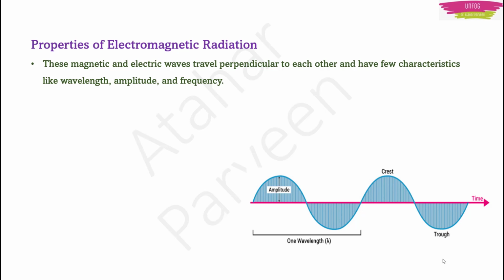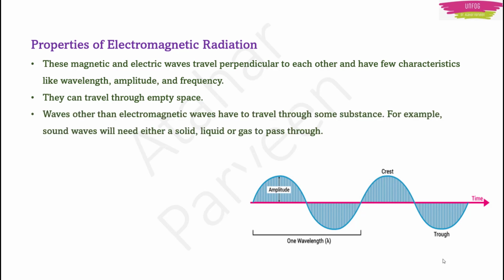First is that they are perpendicular to each other and they have a few characteristics like wavelength, amplitude and frequency, which we all talked about already. Then another important property of these electromagnetic radiations is that they can travel through empty space. Why are we mentioning empty space particularly here? Because there are many waves which do require a medium, for example sound waves. They cannot travel in empty space or vacuum. They need some medium, okay? And the speed of light is 3 × 10^8 meters per second, and it is always a constant. So these are the properties of electromagnetic radiation.